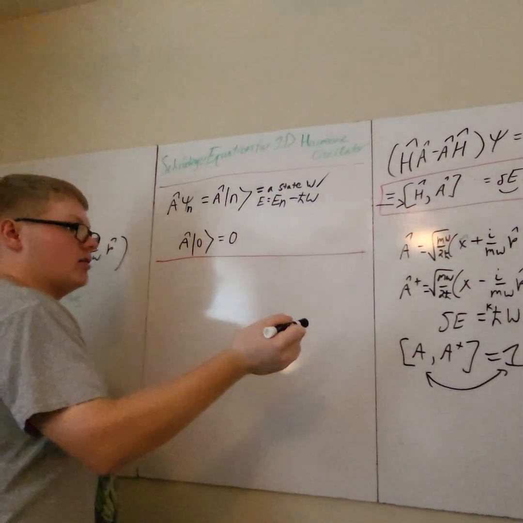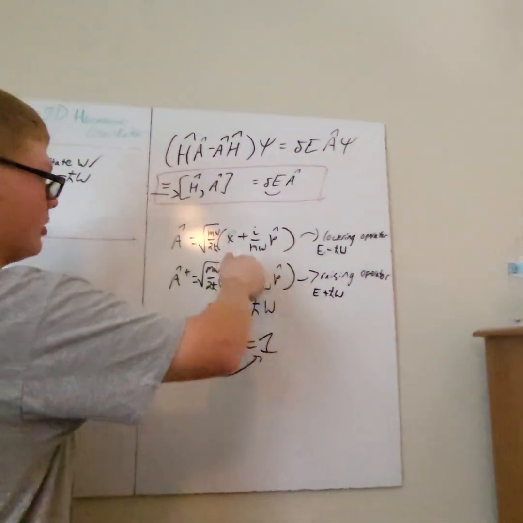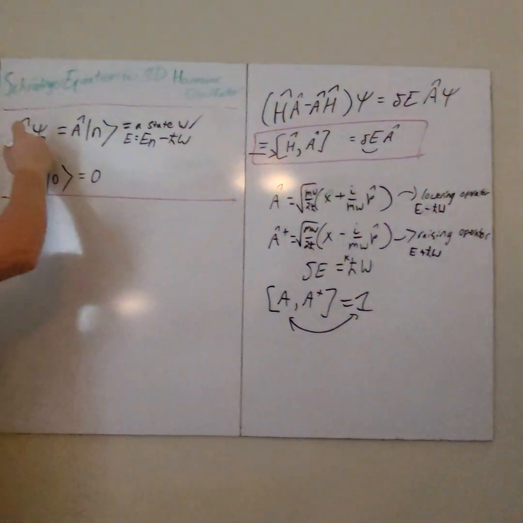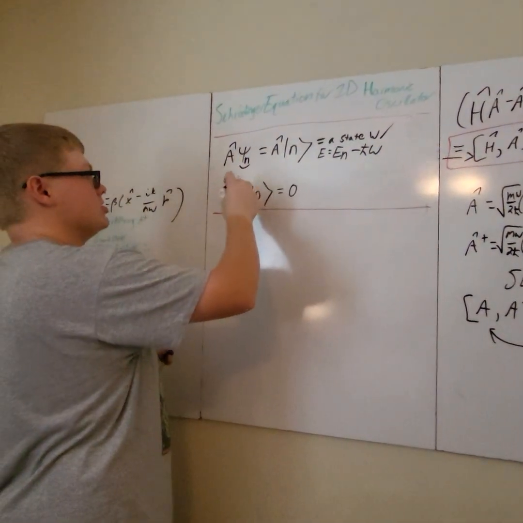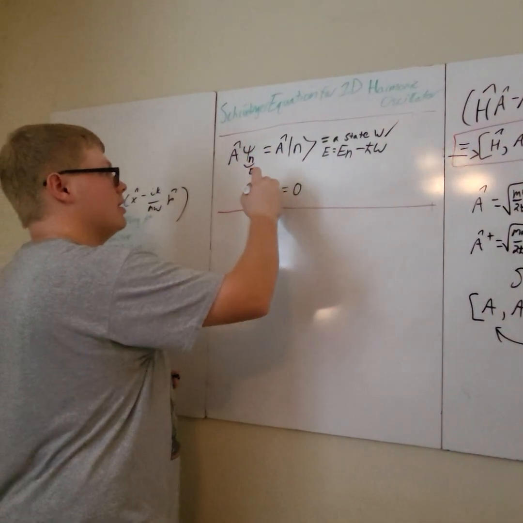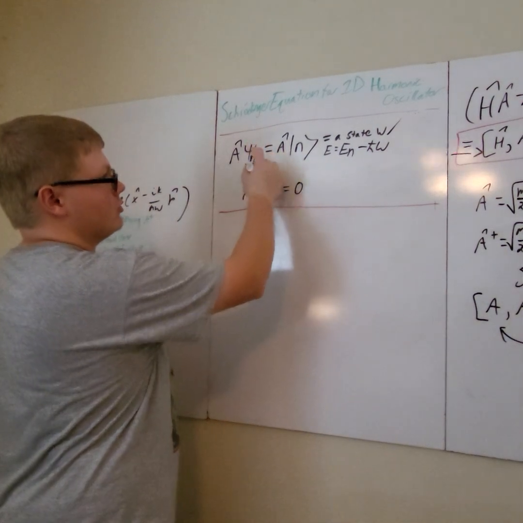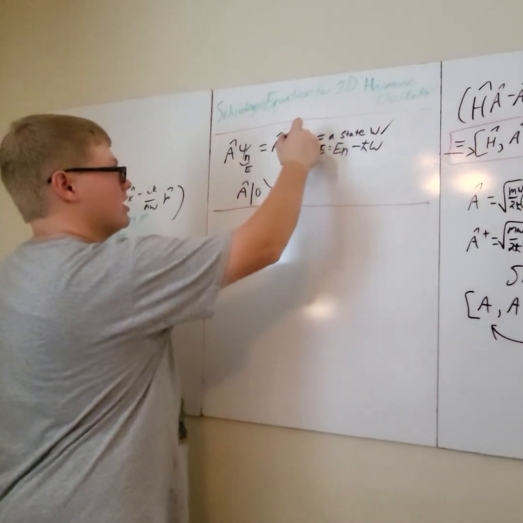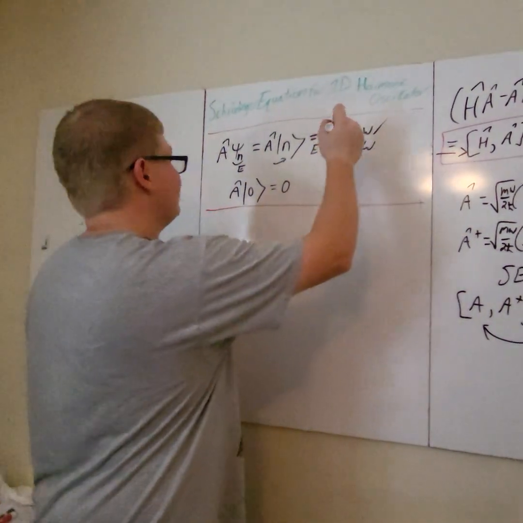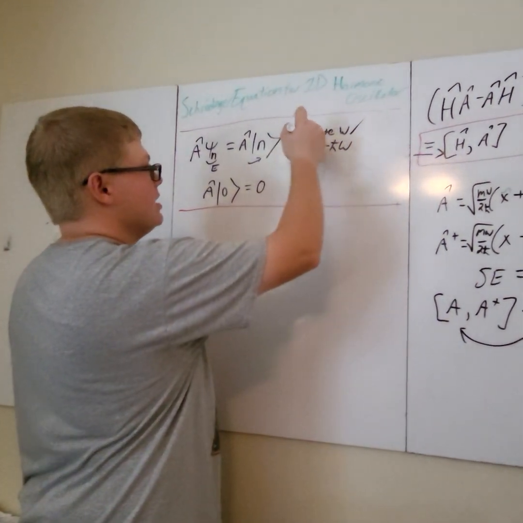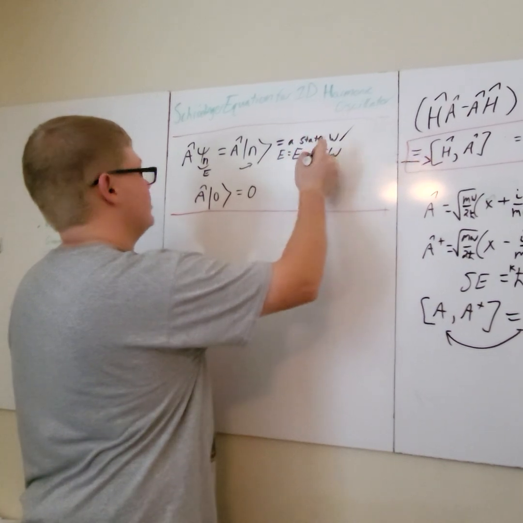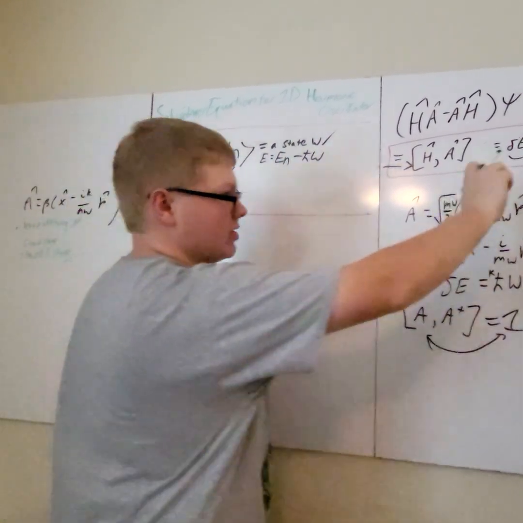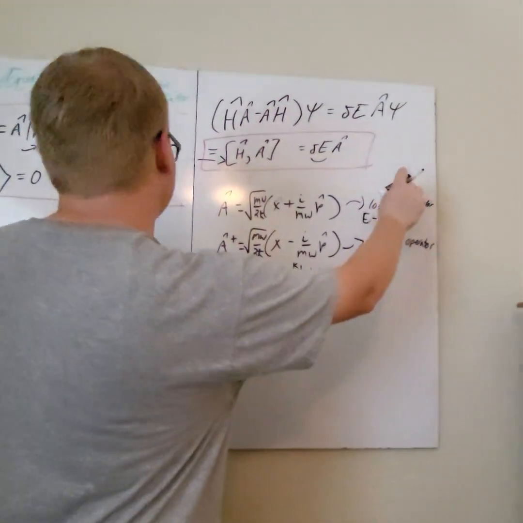So what the lowering operator does, to remind you after all this, is when it acts on the nth eigenstate with energy E, and we're going to convert to Dirac notation here, state n, it produces a state with energy E sub n minus ħω. It lowers it by ħω.